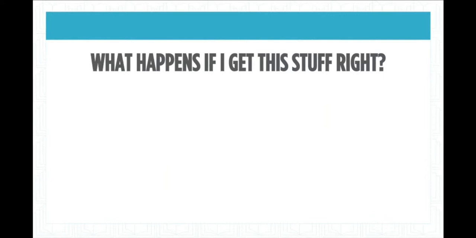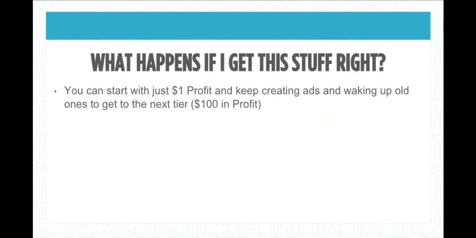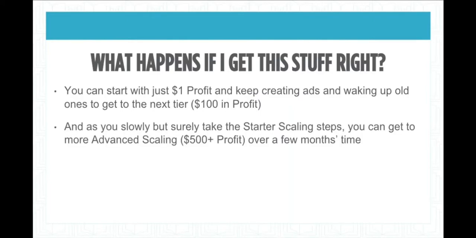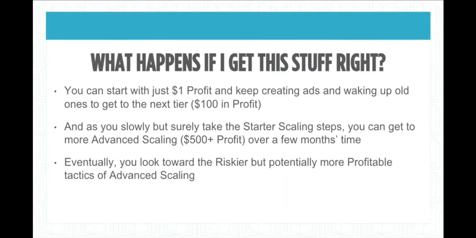So what happens if I get this stuff right? Well, you can start with $1 in profit, keep creating ads, waking up old ones, get to the new tier, maybe from 1 to 50 to 100. And as you slowly but surely take the starter scaling steps, you can get to more advanced scaling when you're at $500 or more profit over a few months' time. Eventually, you may look toward these riskier tactics, and I will say all of the advanced scaling tactics come with a risk factor. You also have a chance of potentially earning more profit.